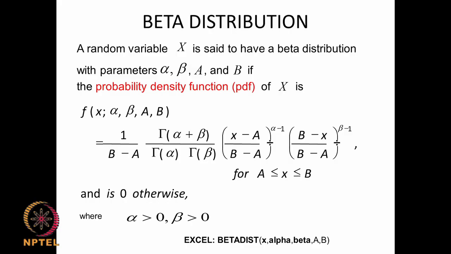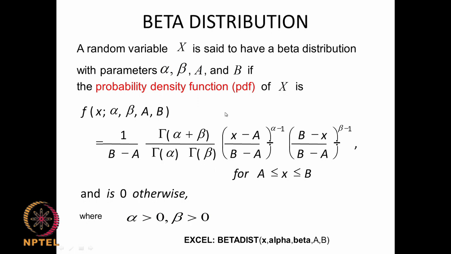Yesterday we talked about the beta distribution, if you remember. Let me recollect again. The probability density function f for x is given by this particular formula. We have the gamma function of alpha plus beta, gamma function of alpha, gamma function of beta, x minus a divided by b minus a raised to the power alpha minus 1, b minus x divided by b minus a raised to the power beta minus 1.